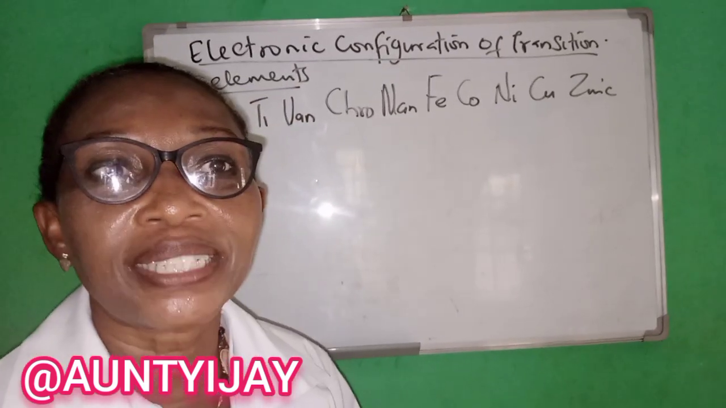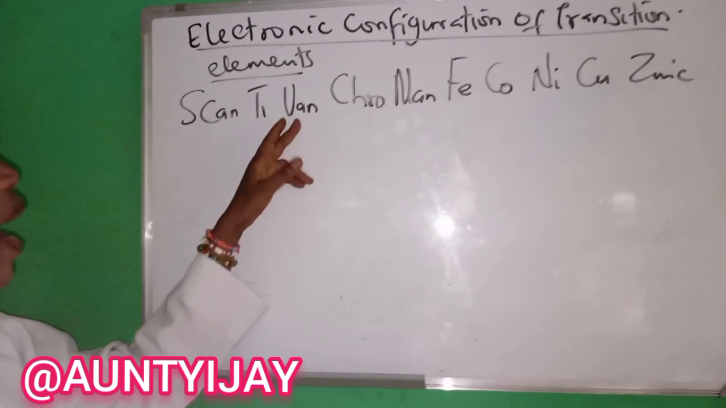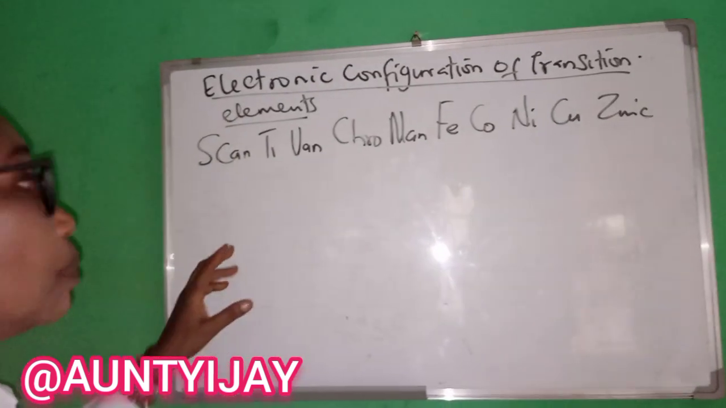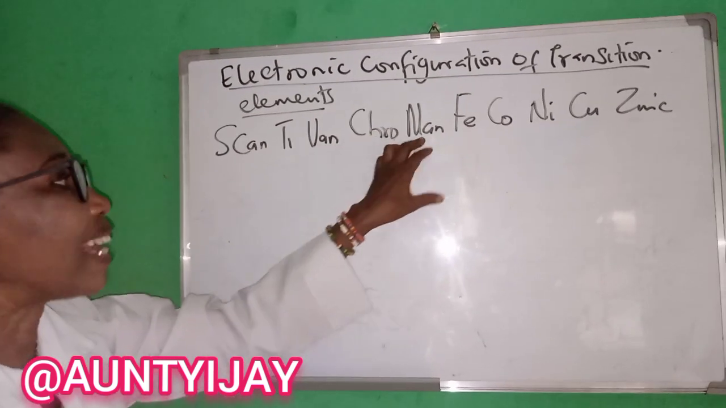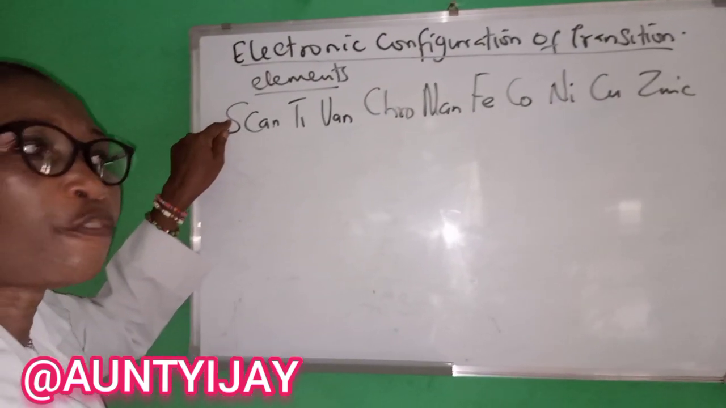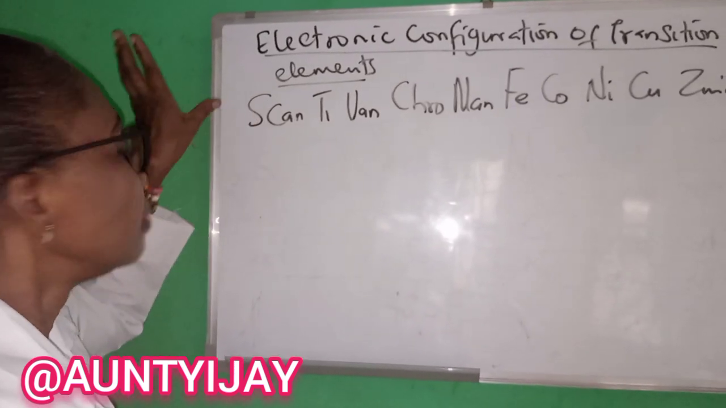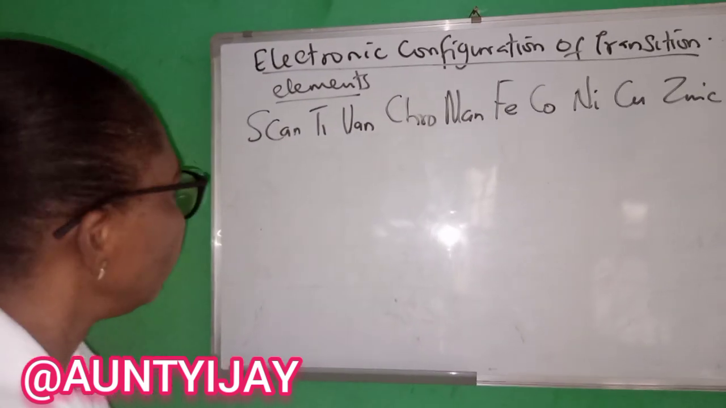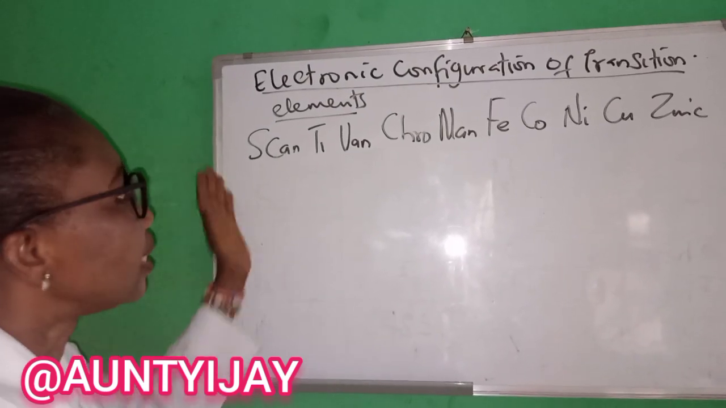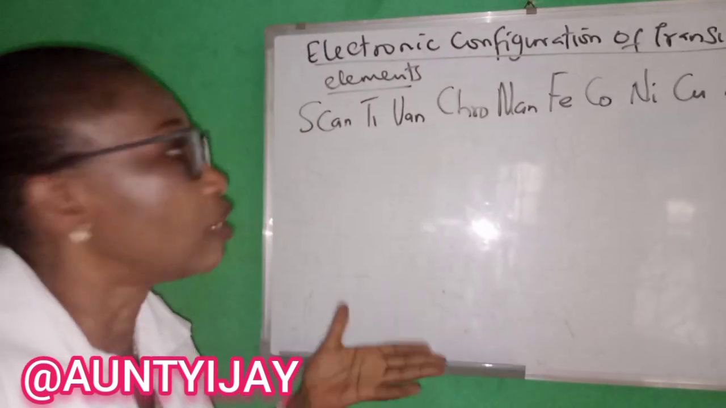How are you going to remember their names? I use this caption: Scanty van chromalphe konikuzin. I say it again: Scanty van chromalphe konikuzin. The first letter is usually written in a capital letter to represent an element, but this is actually not their symbols. For example, Scan is not the symbol of scandium.